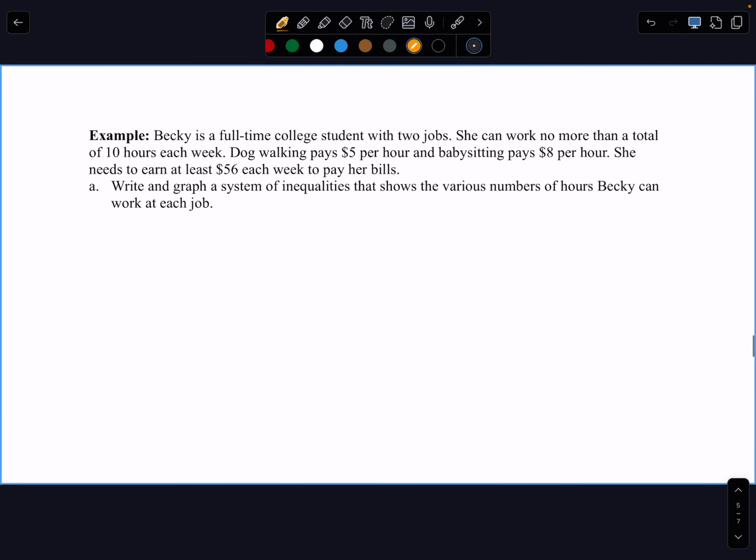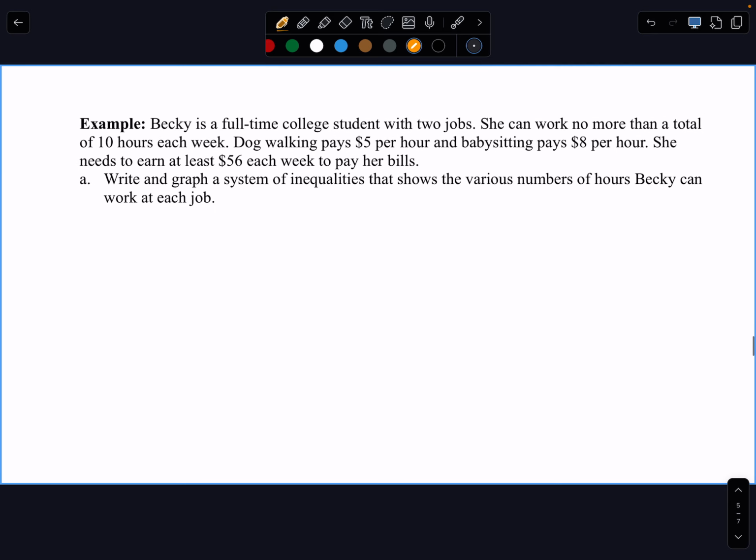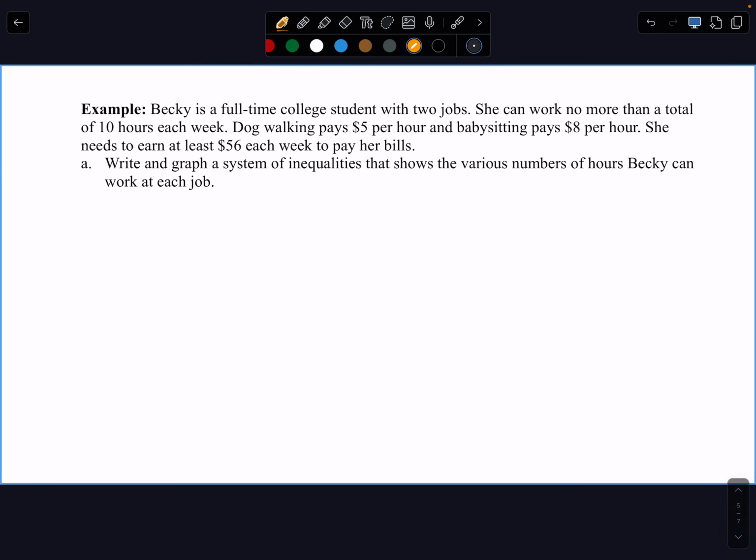I'm gonna try one of these. All right, Becky is a full-time college student with 2 jobs. She can work no more than a total of 10 hours each week. Dog walking pays $5 per hour and babysitting pays $8 per hour. She needs to earn at least $56 each week to pay her bills.